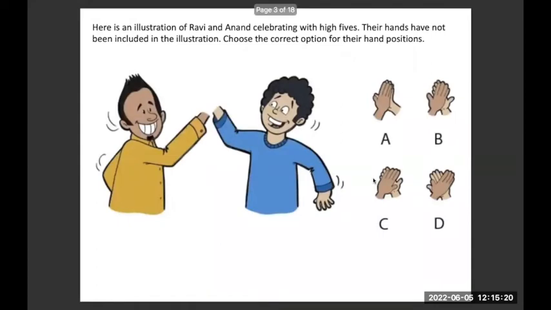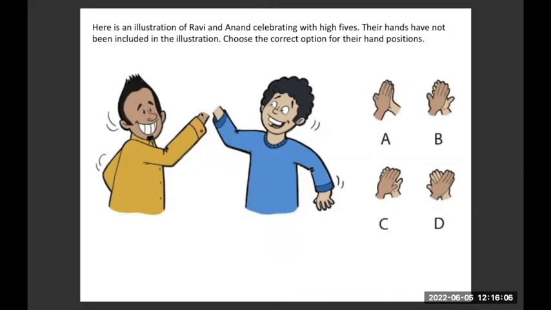So here, there are these two friends who are doing a high five. A part of that drawing, their hands, is erased from the main figure. You have to identify which is the correct hand position for the two people who are high-fiving. I have a question for you. What should I be looking at if I want to find the answer? What is the clue here in order to find the correct answer? Yes, Madhav, you're correct. We have to look at the thumb.